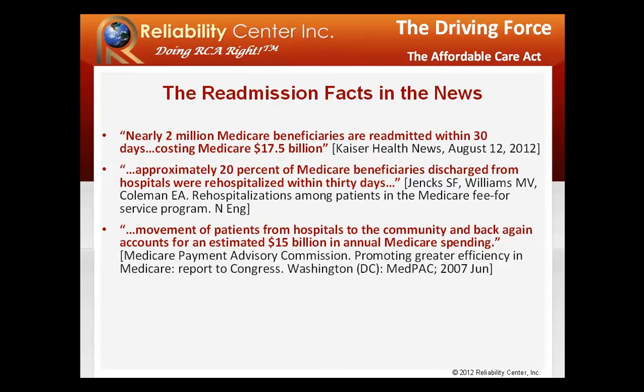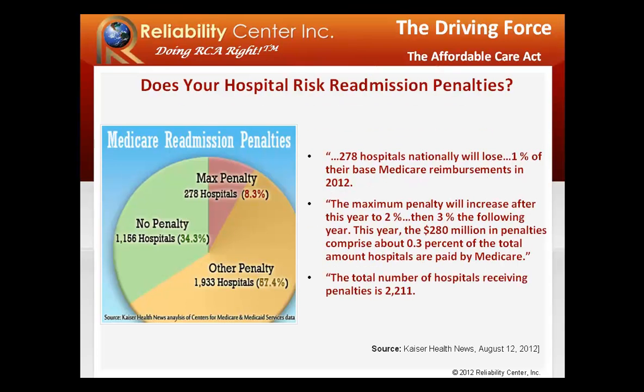The driving force behind this deep look at readmissions is obviously the Affordable Care Act. We've heard all of these quotes in the news before. Nearly 2 million Medicare beneficiaries are readmitted within 30 days, costing Medicare $17.5 billion a year. Approximately 20% of Medicare beneficiaries discharged from hospitals were re-hospitalized within 30 days. And most patients moving from hospitals to the community and back again account for an estimated $15 billion in annual Medicare spending. But how does this affect us?